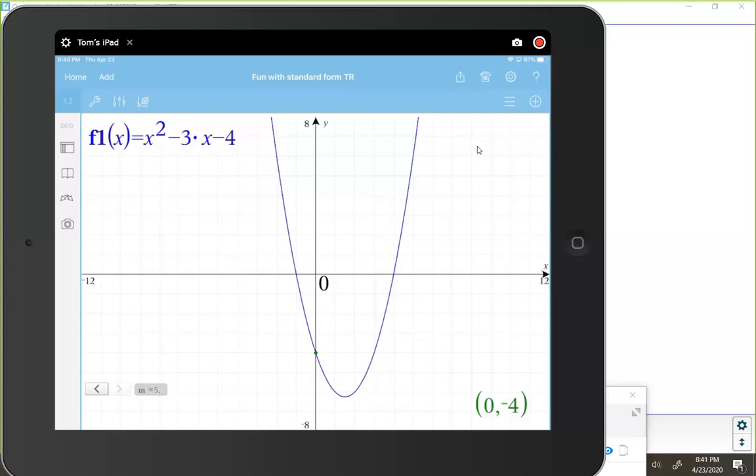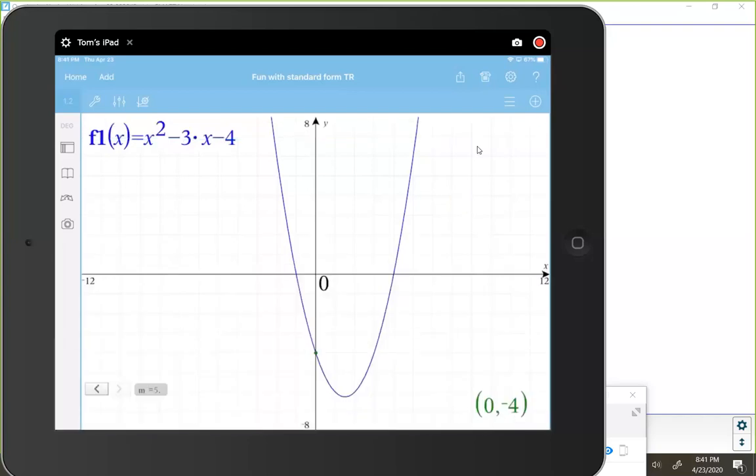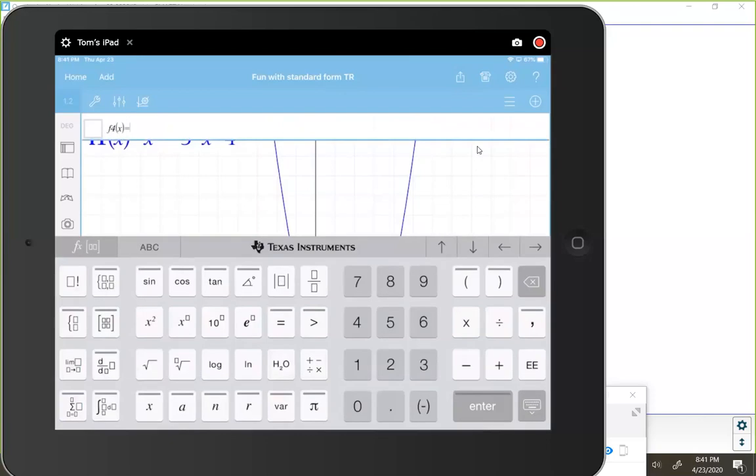So I have this function, it's just a quadratic, okay? And what I'd like to do is graph the same quadratic, but change the coefficient of x squared to be its opposite. So it's not the negative of the entire function, just negative of the x squared. So I have that in F2. And so I'm going to put a check mark there so it'll graph in red.